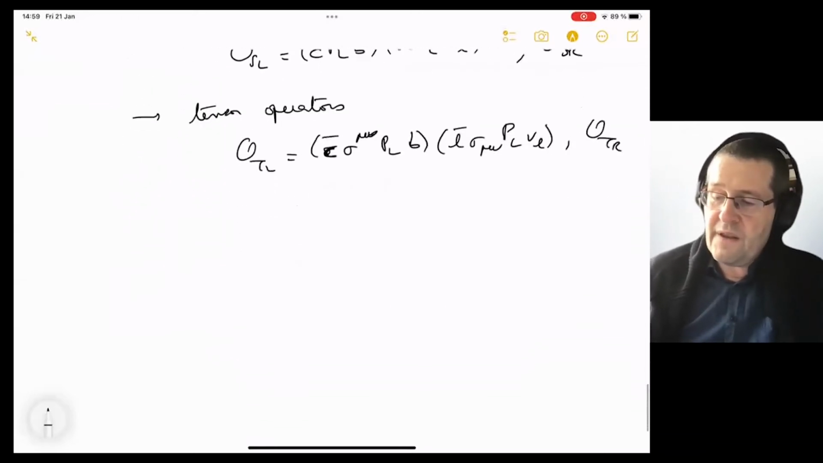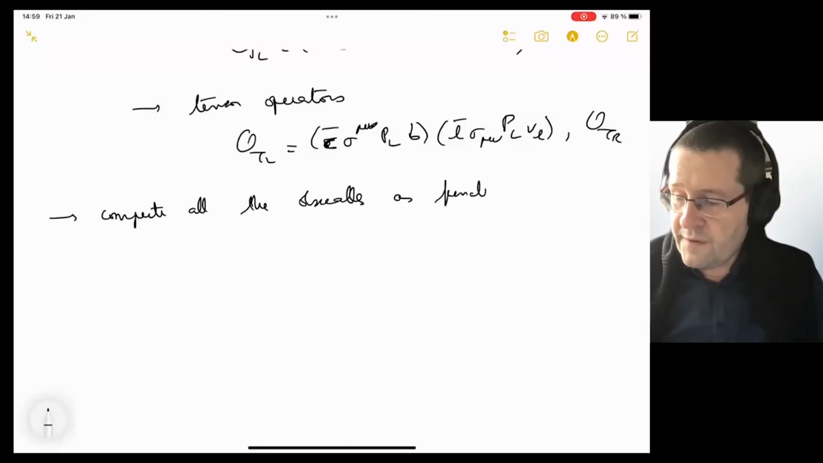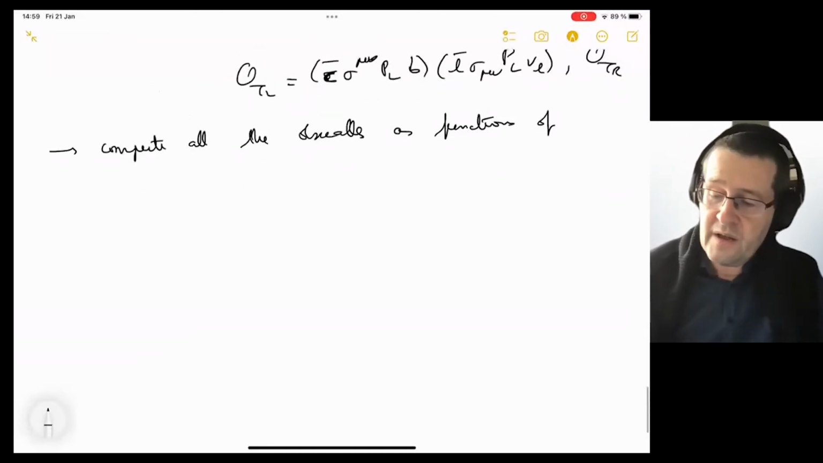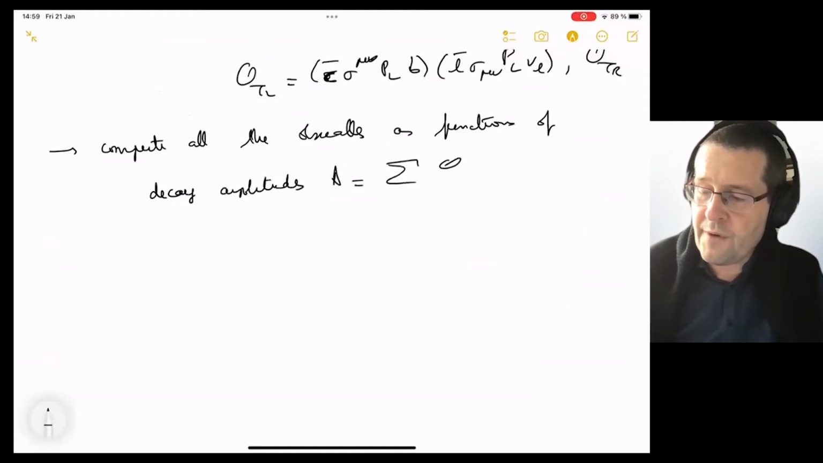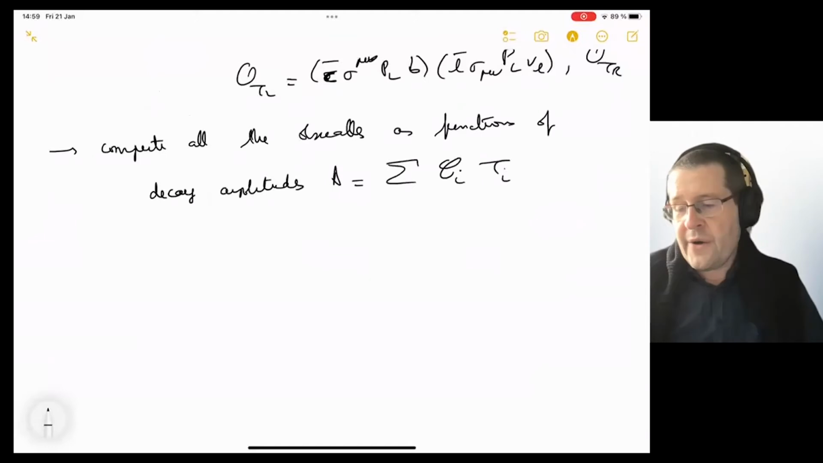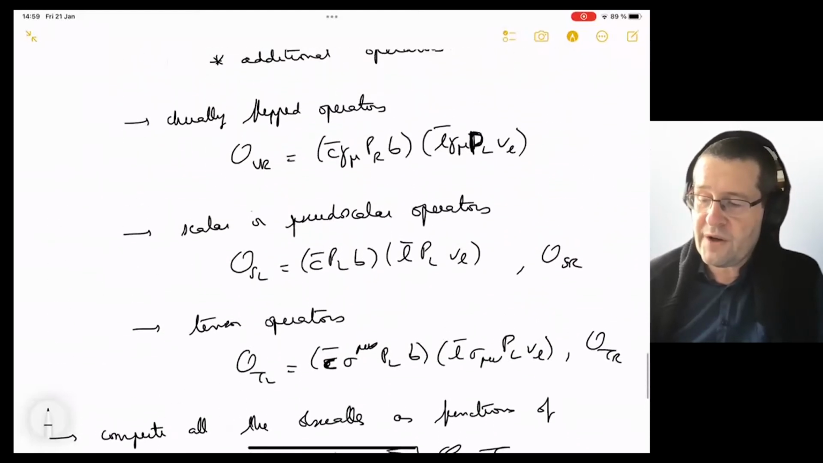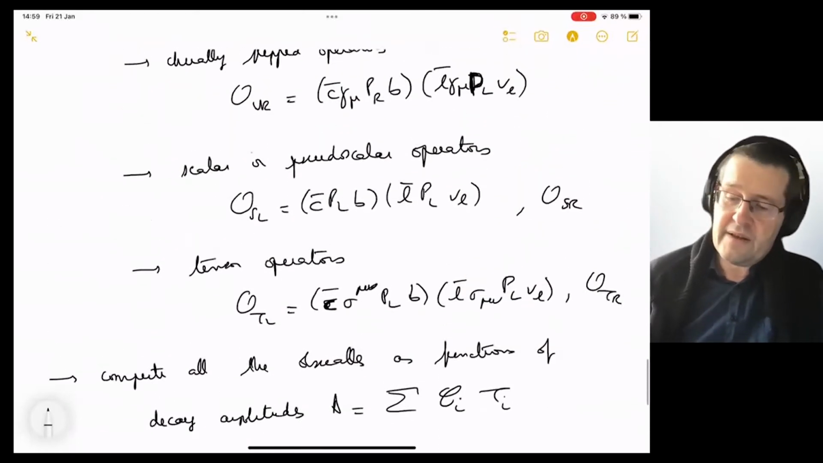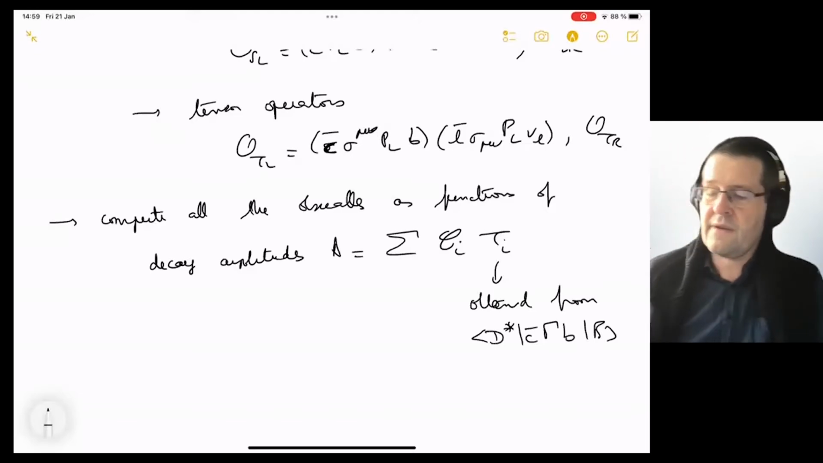Okay, and so the idea is that you can compute all the observables as functions of decay amplitudes, which will be of the form of Wilson coefficients times form factors, and those form factors will be related to the various matrix elements on the hadronic part, and so that would be obtained from, for instance, if you're looking at a D star, c bar, and some kind of structure and gamma.